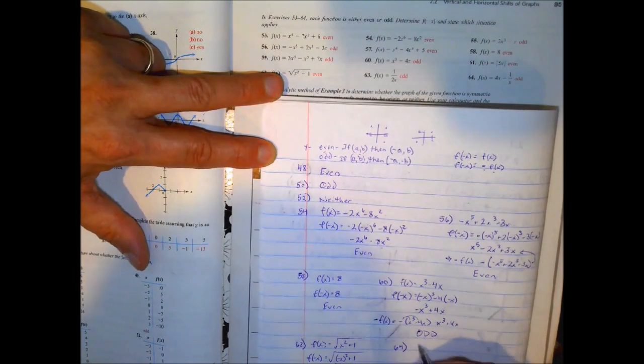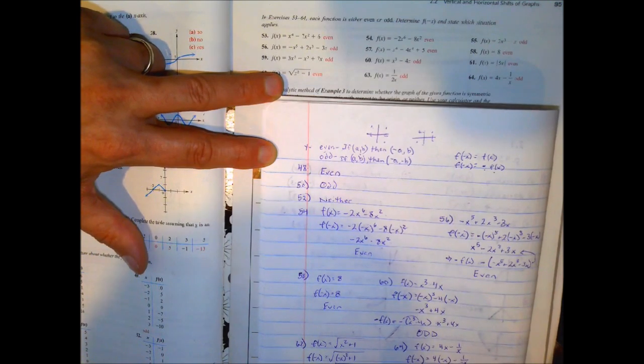64. We have 4x minus 1 over x. So if I find f of negative x, it'd be 4 times negative x minus 1 over negative x. So this makes that a negative 4x, and two negatives equal a positive. You can see that that is just the opposite of this. And when it is the opposite of it, that makes that an odd function.